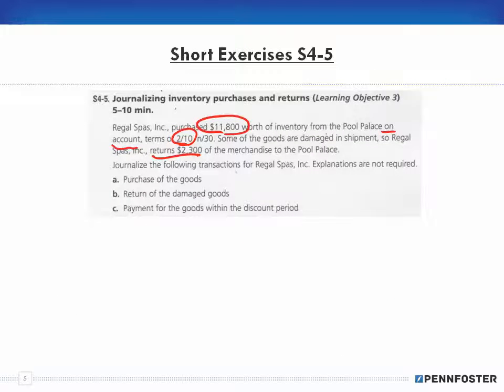So now what we have to do is actually make journal entries. So we're going to have to do basically the same kind of math, but now we're going to apply the journal entries to it. So journalize the following transactions. Explanations are not required. So A, the purchase of the goods. So I'm going to purchase 11,800 on account. And I don't have to worry about a date here.